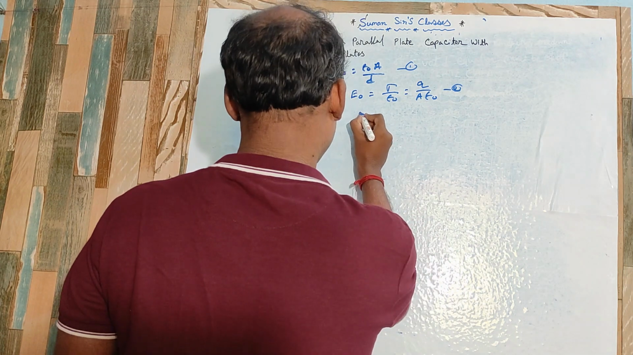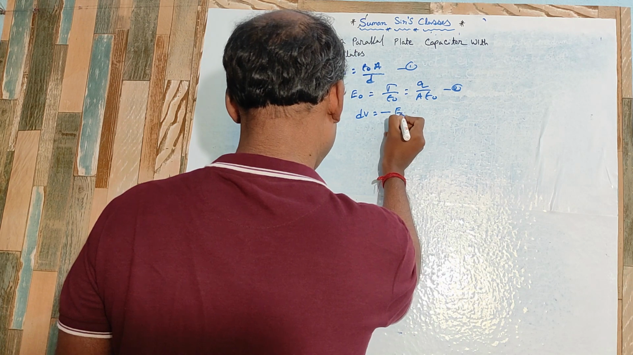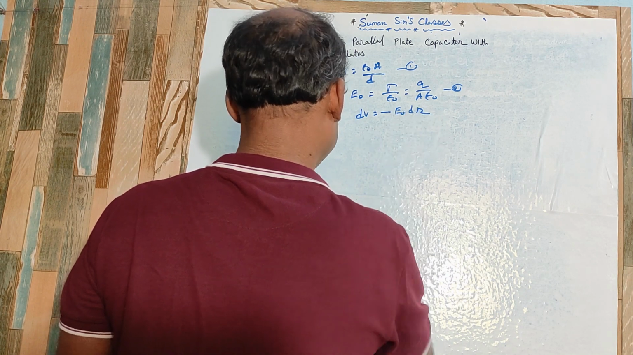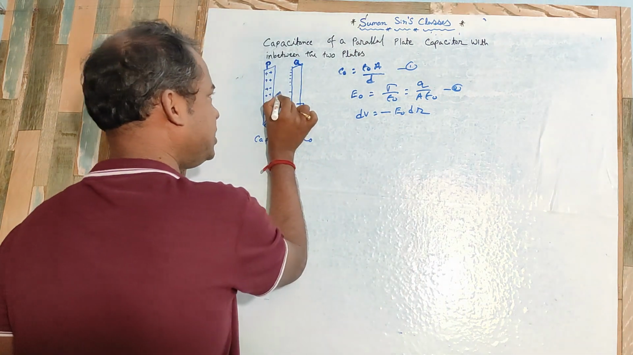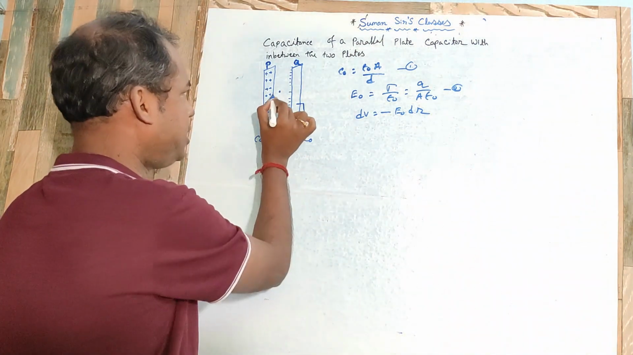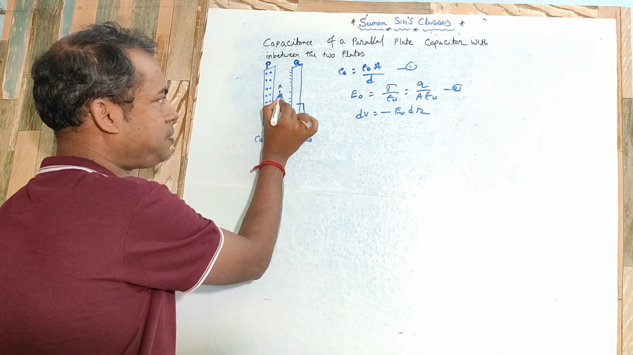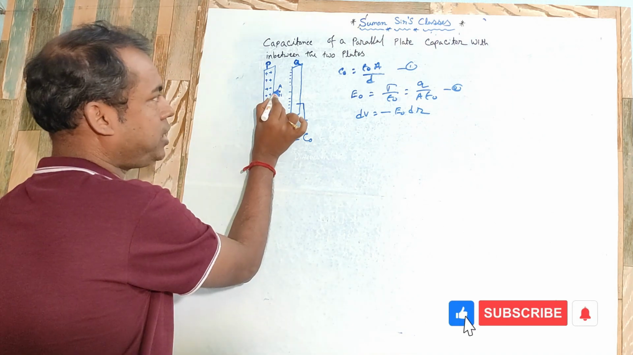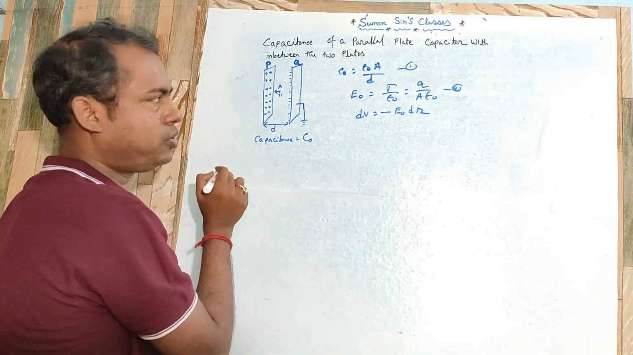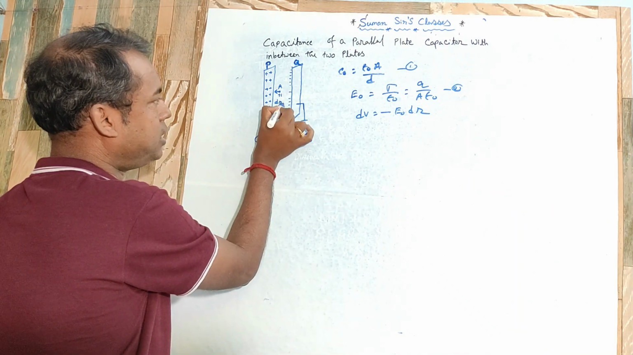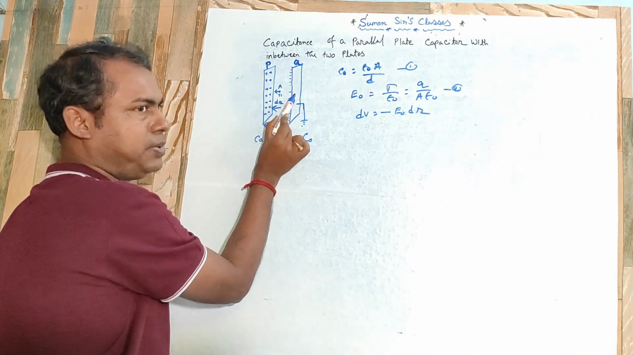Now we want to find the value of dV. So dV equals minus E naught into dr. Consider the charge is placed at this point, located as point A. This is negative, here a positive charge is placed, and the charged body is moving away from plate Q. So dr is in that direction. This plate is positively charged and this is the negatively charged plate.